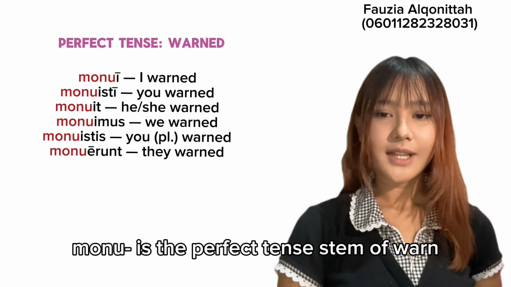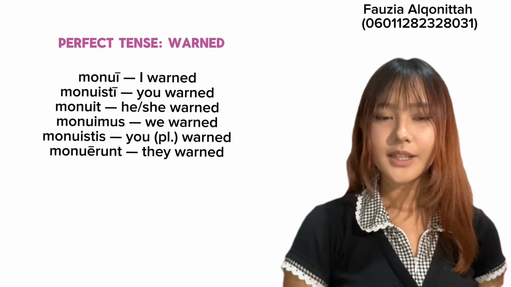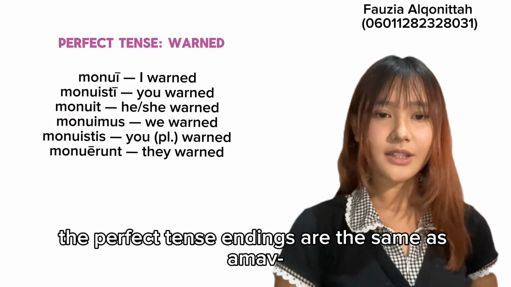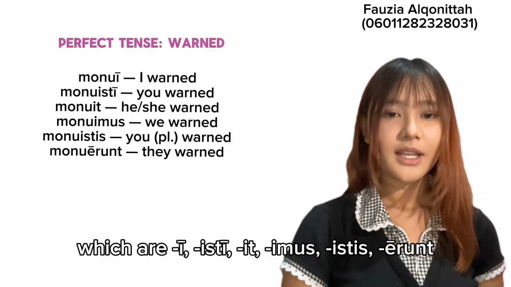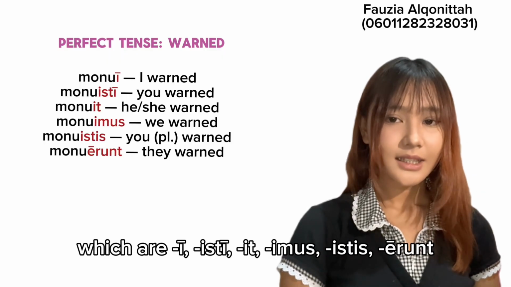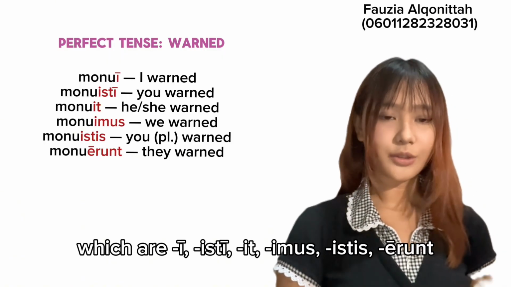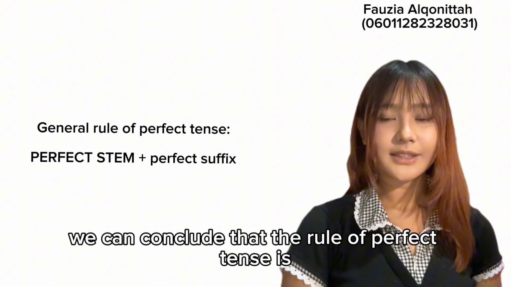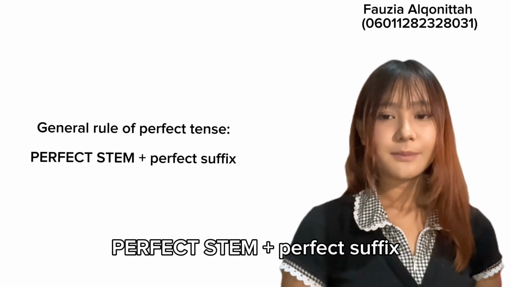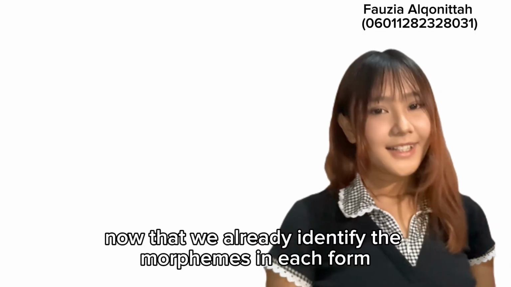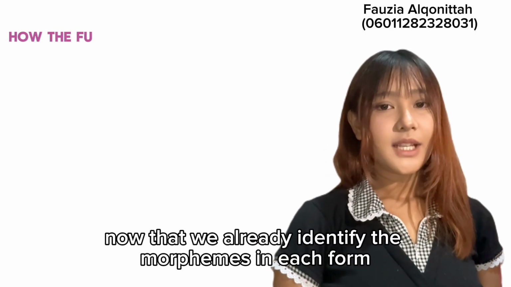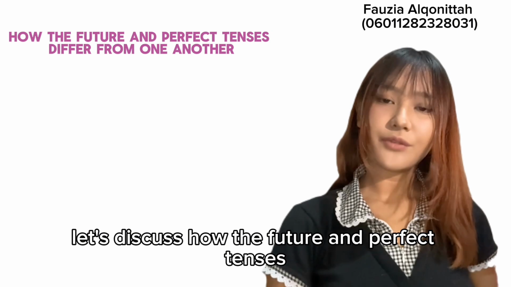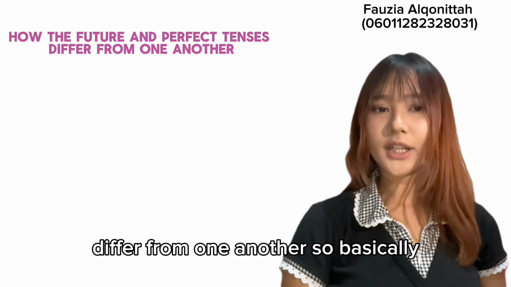Monu is the perfect tense stem of warn. The perfect tense endings are the same as amav, which are i, isti, it, imus, istis, and erunt. From these patterns, we can conclude that the rule of perfect tense is perfect stem plus perfect suffix. Now that we have identified the morphemes in each form, let's discuss how the future and perfect tenses differ from one another.